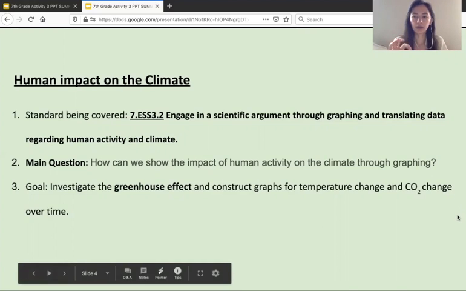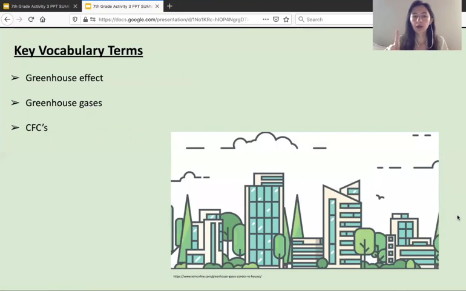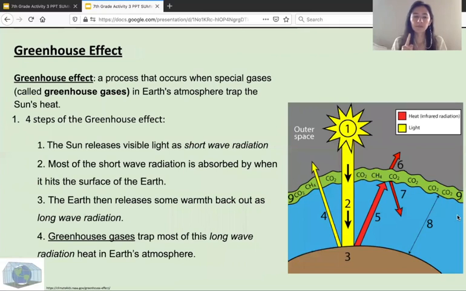So let's start with our vocabulary for the day. There are 3 vocabulary terms: greenhouse effect, greenhouse gases, and CFCs. These 3 terms are really vital for understanding where we're going with our graphing. So we are going to start with these terms and then get into the rest of the activity. So first thing is the greenhouse effect. The greenhouse effect is a process that occurs when special gases called greenhouse gases that float around in the Earth's atmosphere trap the sun's heat.